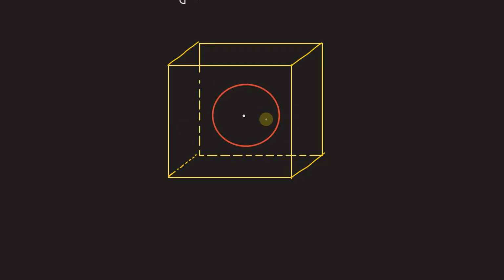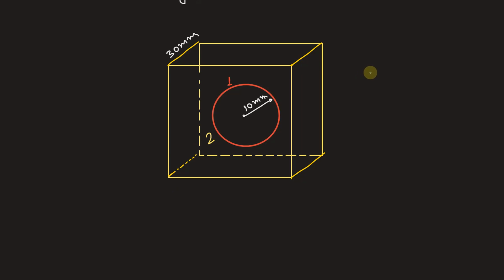Now in the problem it's given that a sphere of radius 10 mm is enclosed inside a cube of side 30 mm. So let's say this is 30 mm. Also it's given that the outer surface of the sphere is denoted by 1 and the inner surface of this cube is denoted by 2.